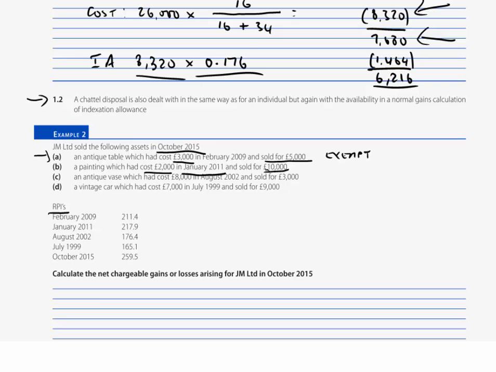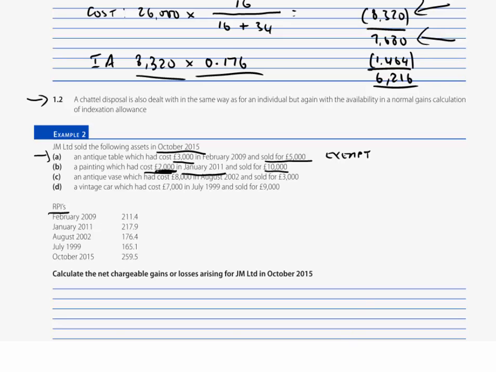Well, that's simple enough. Sales proceeds £10,000. Cost £2,000. Take your cost from your proceeds of 10, 2 from 10 will be £8,000. You will then apply an indexation factor to the allowable cost of £2,000. The indexation factor again computed using the relevant RPIs, month of sale, month of the acquisition. Get a 3 decimal place indexation factor and apply it to your allowable cost.